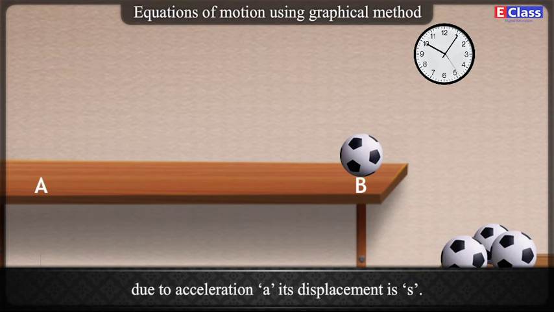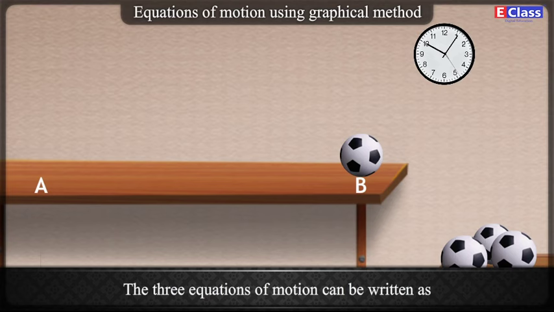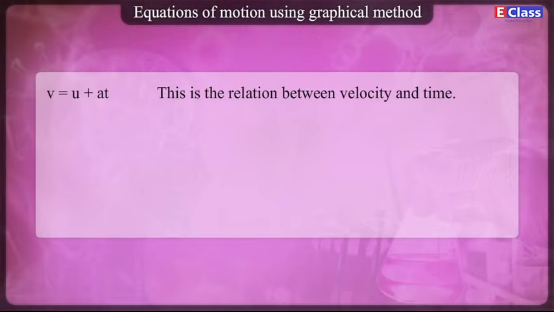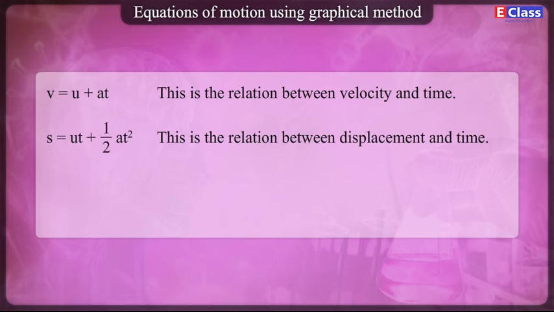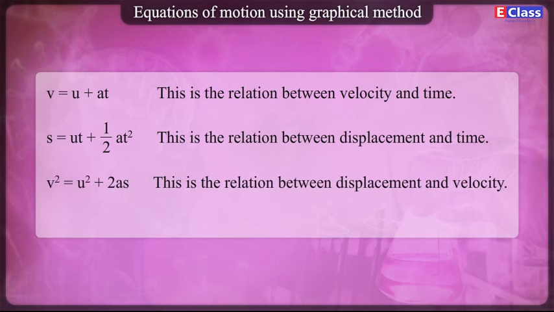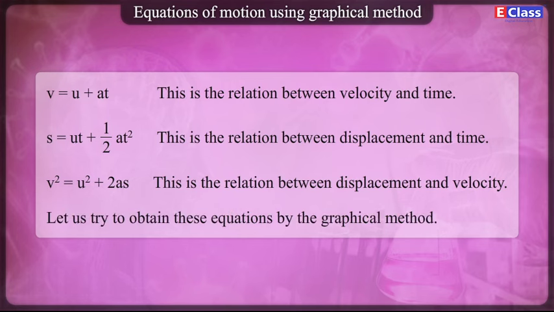Its displacement is s. The 3 equations of motion can be written as v = u + at. This is the relation between velocity and time. s = ut + 1/2 at². This is the relation between displacement and time. v² = u² + 2as. This is the relation between displacement and velocity. Let us try to obtain these equations by the graphical method.